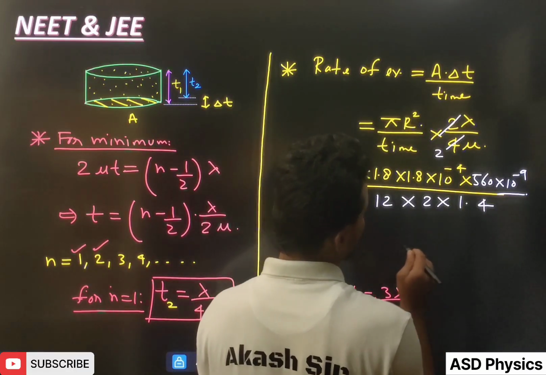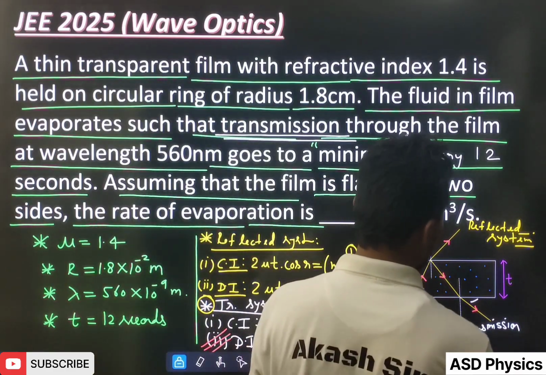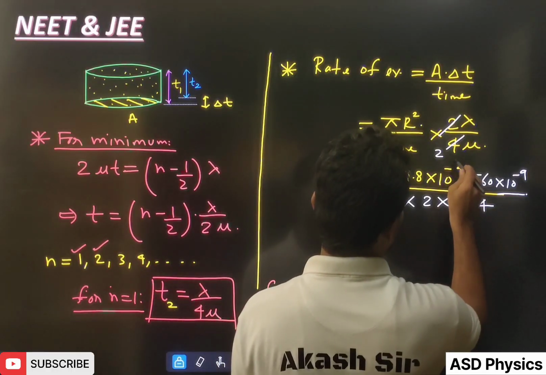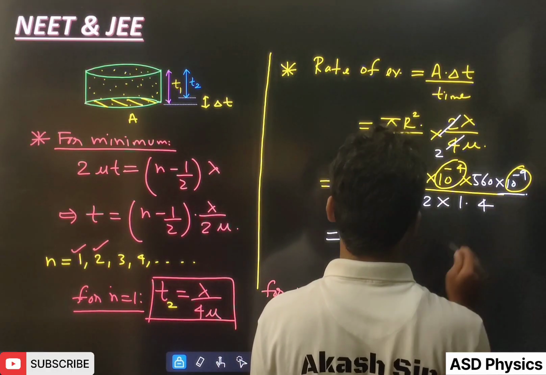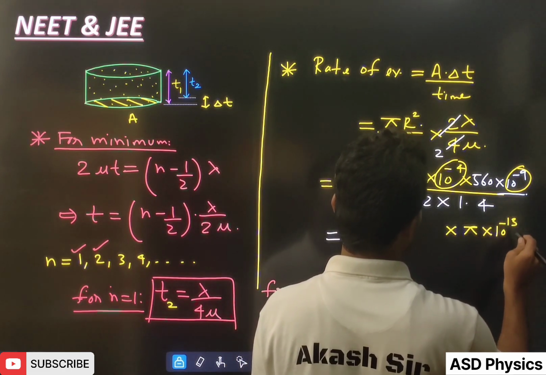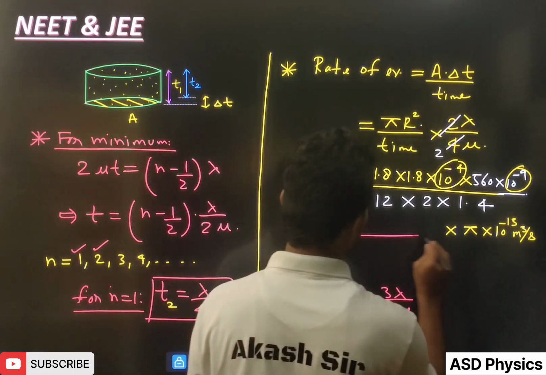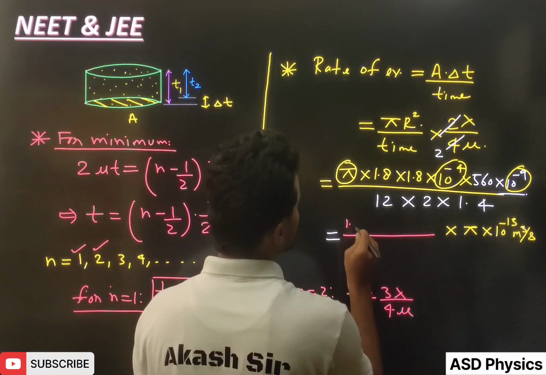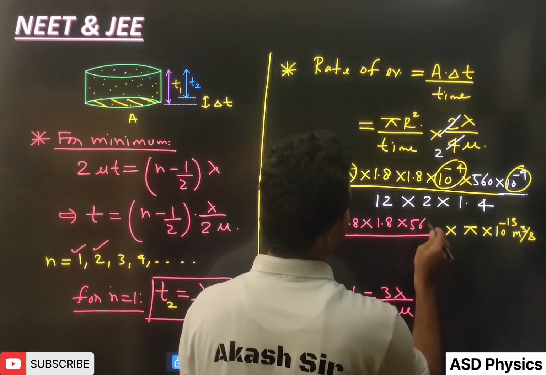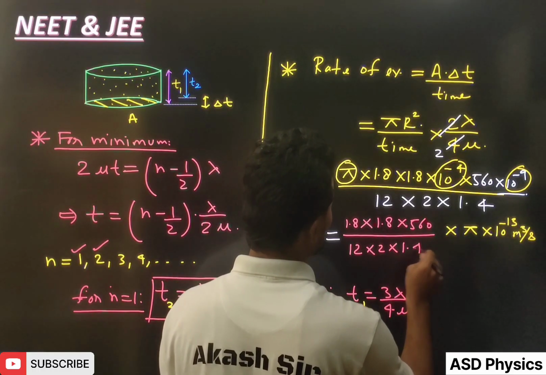After that, what I am going to do is collect the powers. Here you can see they are giving power minus 13 and pi. So pi and minus 13 I will collect together, this pi and this power minus 4 and minus 9. So this will come to pi into 10 to the power minus 13 meter cube per second. But what other things are left that we have to write here? See, 1.8 into 560, and down here 12 into 2 into 1.4.